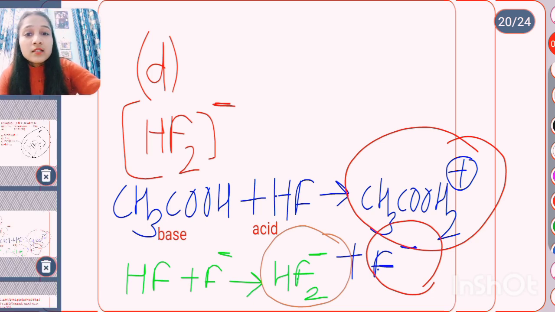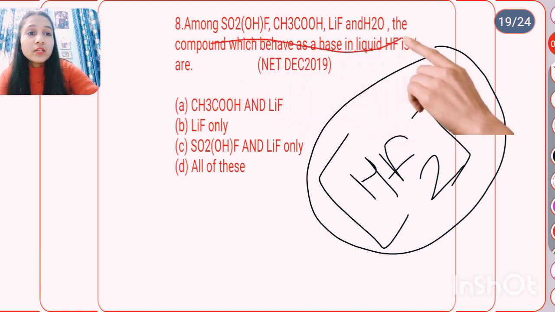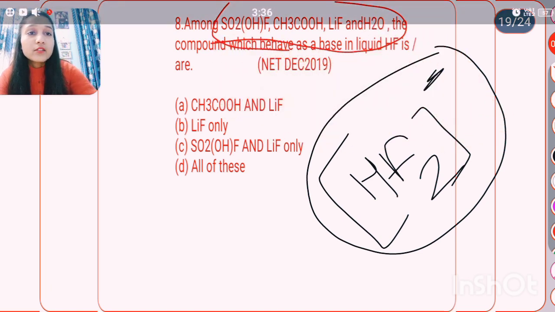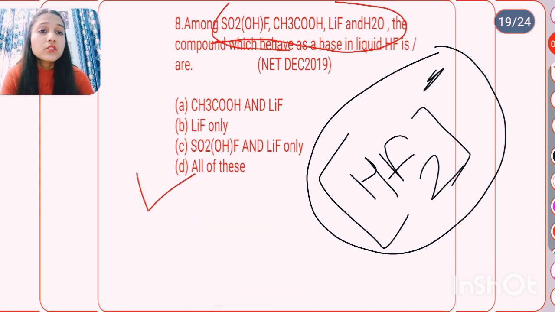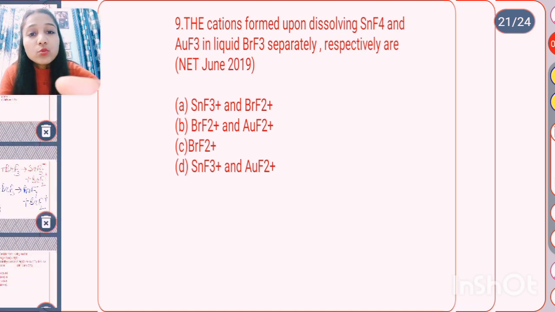Similarly, you can do it for all the three given in the question, and we come out with the answer that all of the three behave as base in liquid HF. Next, the 9th question is: the cations formed upon dissolving SnF4 and AuF3 in liquid BrF3 separately, respectively, are. When we react both of these with BrF3, which cations will we see? Let's come to the solution.